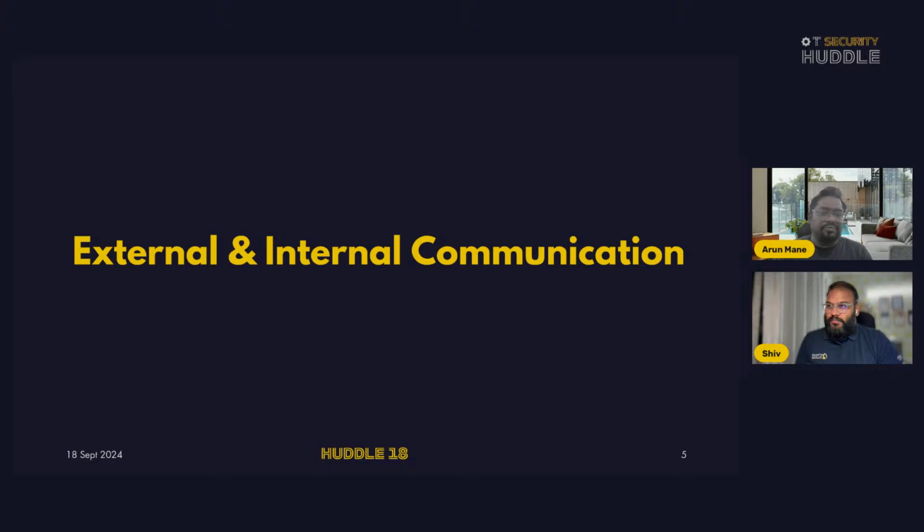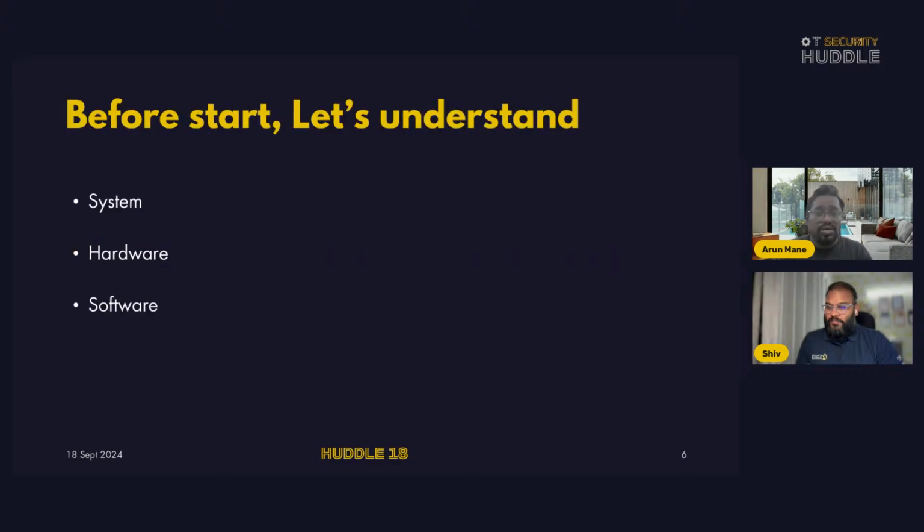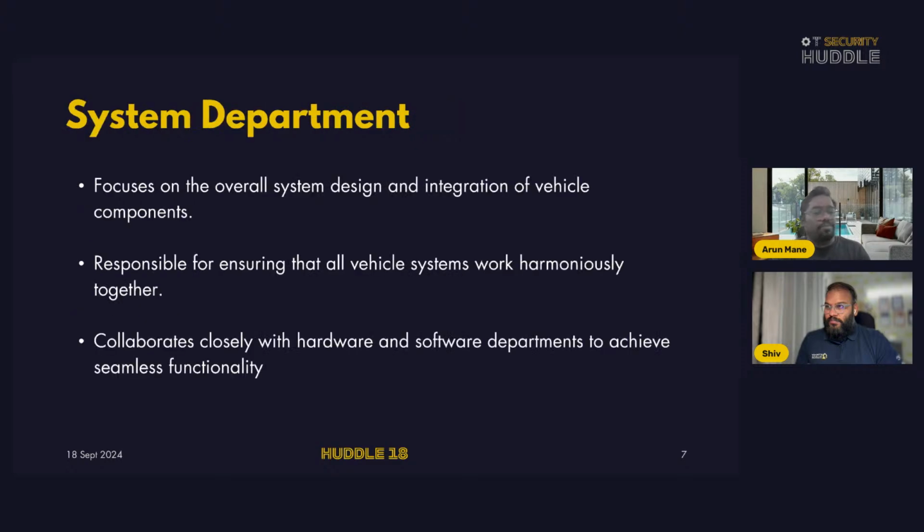And as I said, if we are coming not from an automotive background but from another cybersecurity background, in that case we should understand what internal and external communication is. Before that, we also have to understand what system, hardware, and software are. These are the departments in any OEM, tier one supplier, or any manufacturing plant. So what exactly would the system be? The system department always focuses on the system design and integration of components. Its responsibility is ensuring that all vehicle systems work harmoniously together. So this is the work of system design.